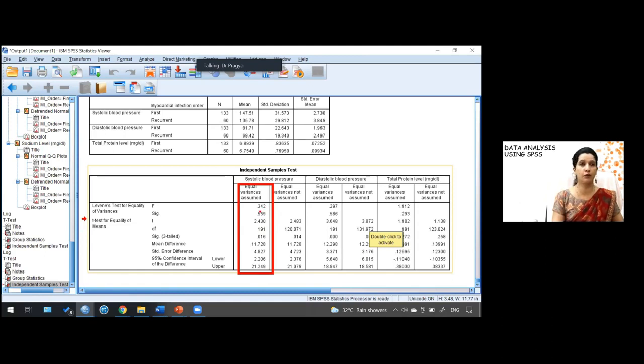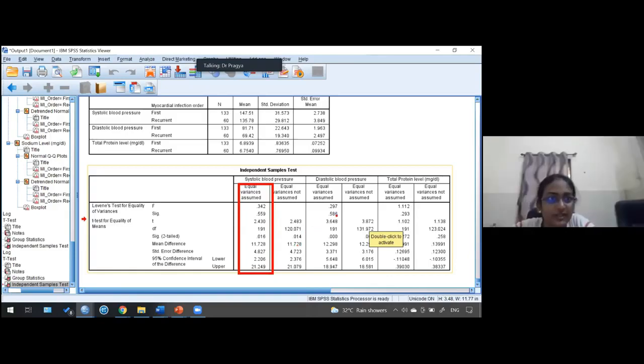If the significance value of Levene's test of equality of variance was less than 0.05, then I would have taken this column for my reporting of t value, degrees of freedom, and significance. Did you get it? No, ma'am, please repeat. I didn't.